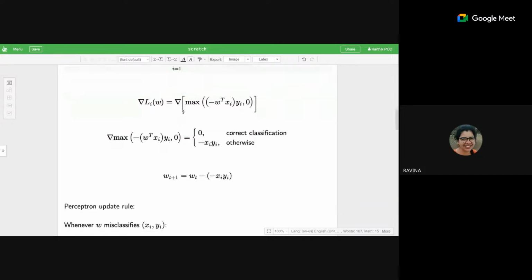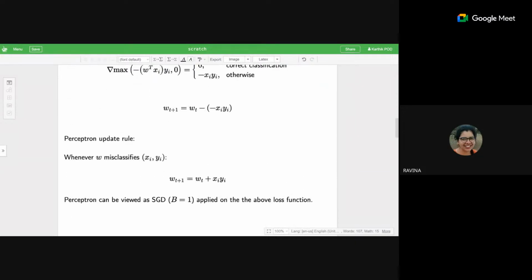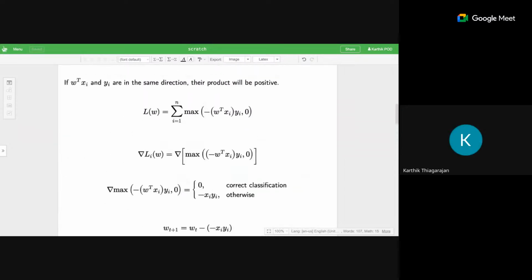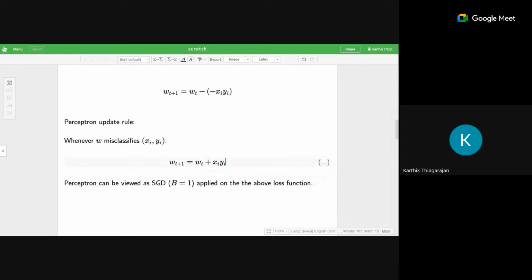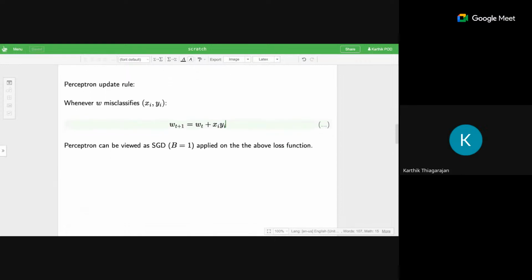I want to ask something. So this y where you have written otherwise, is it the true label or the predicted one? True label, true label. Okay, sir. Okay, so that is the connection between the perceptron learning algorithm and stochastic gradient descent. There is a link between the two.